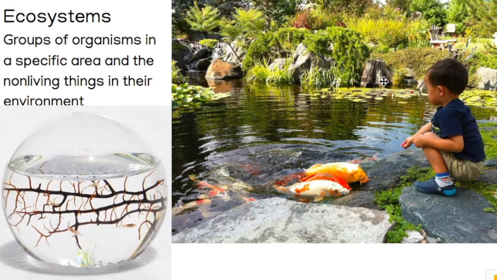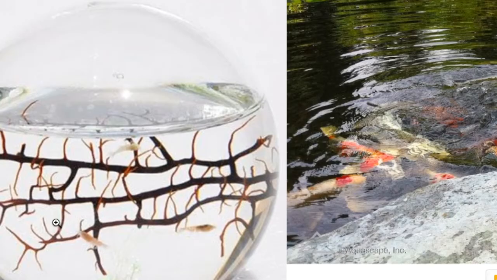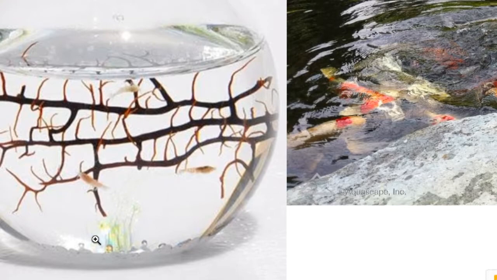So here, this is an ecosystem with the fish and the plants and the boy are all alive. The rocks and the water and the air are not alive, but they're all interacting. We talked about this little globe during class, but this is a sealed, sustainable ecosystem. If we zoom in, you'll see there are little tiny shrimp-like things swimming around, and there's something green.